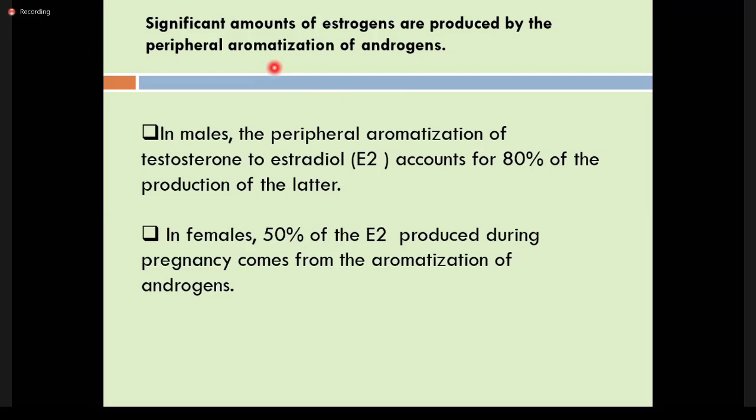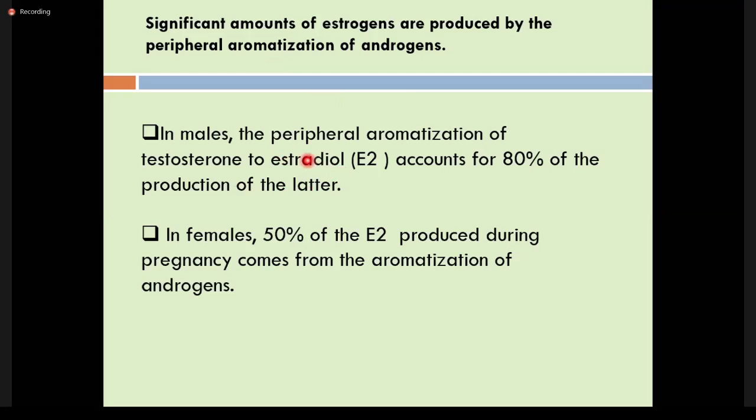So the peripheral tissue is responsible for the aromatization process, and it depends on the gender. For example, in males, the peripheral aromatization of testosterone to estradiol accounts for 80% of the production of the estradiol.